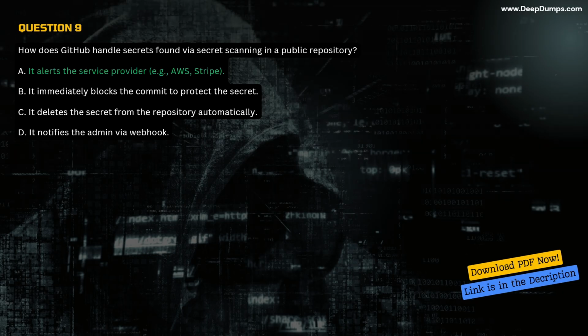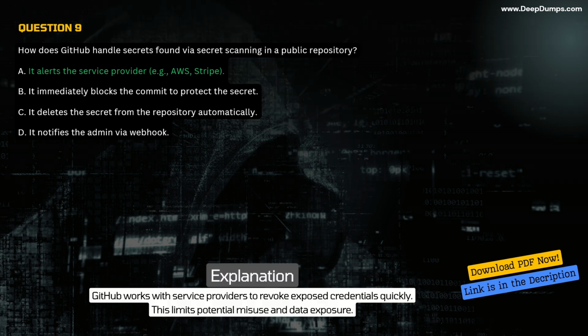Correct answer: A. It alerts the service provider, e.g., AWS, Stripe. Explanation: GitHub works with service providers to revoke exposed credentials quickly. This limits potential misuse and data exposure.